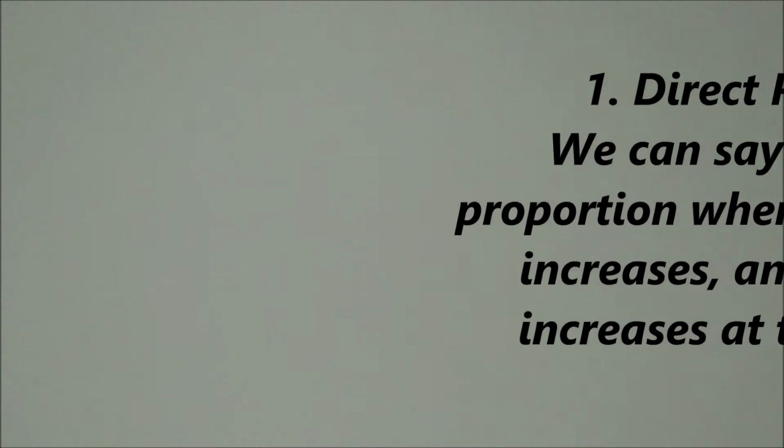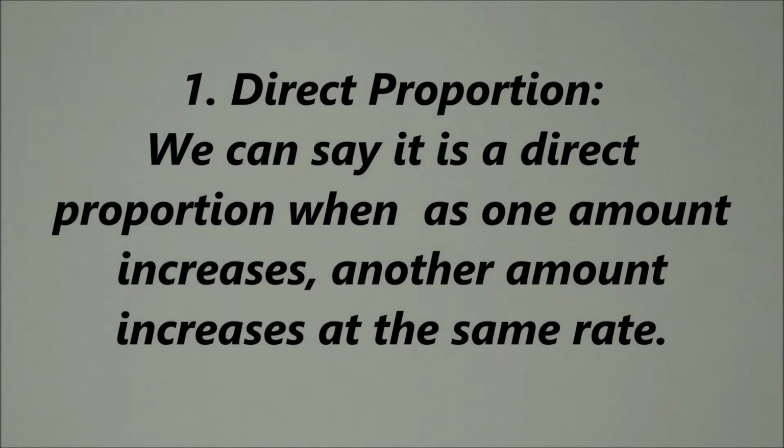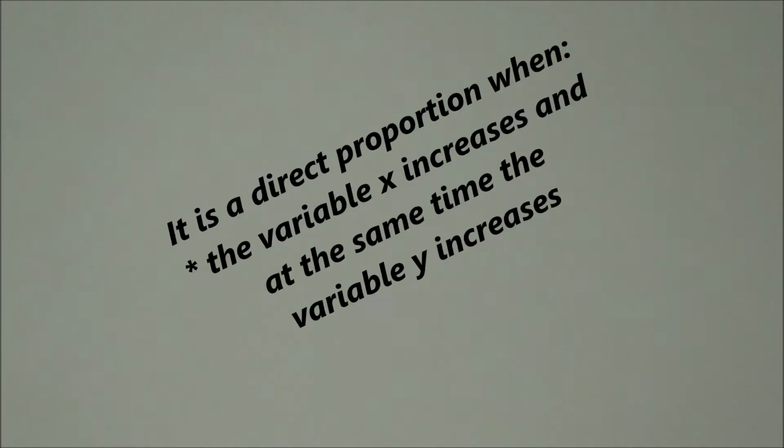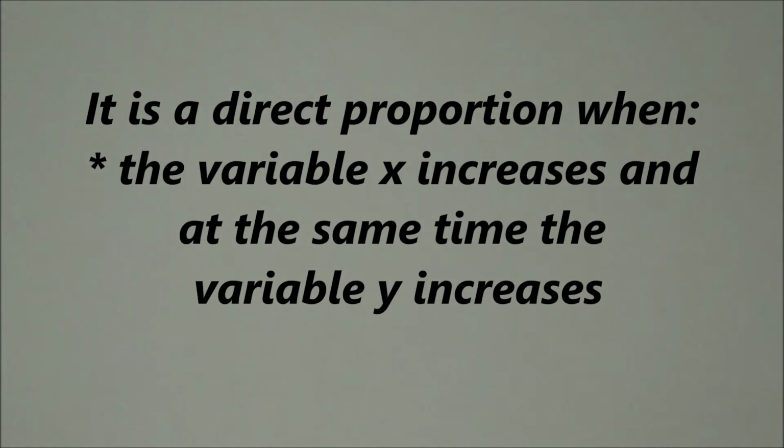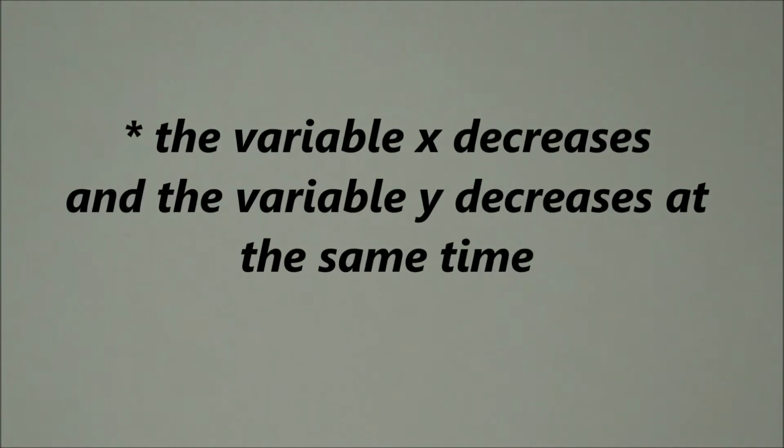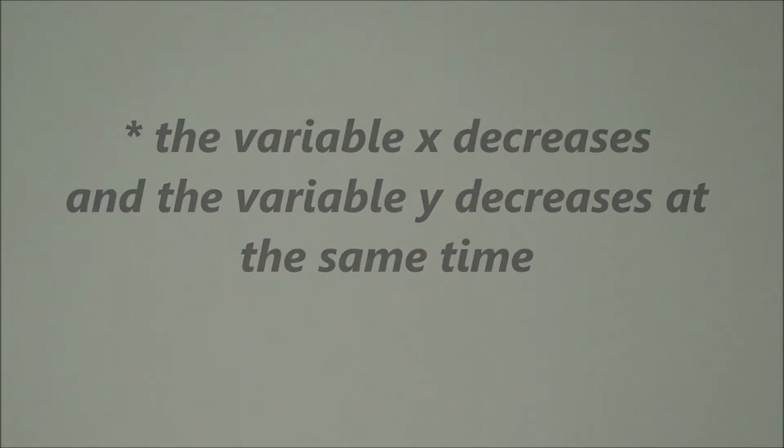We go first to the direct proportion. We call it direct proportion when a number is directly proportionate to another, when as one value increases, so does the other. For example, when the value x increases, the value y also increases at the same time. Or when the value x decreases, the value y also decreases. So that is direct proportion.